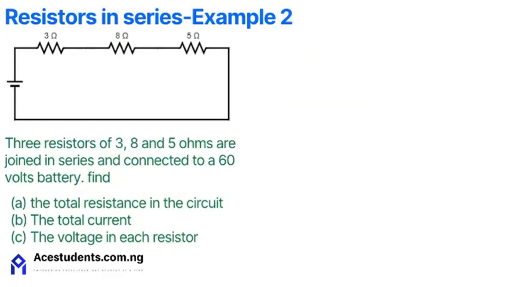Let's take a look at another example. 3 resistors of 3, 8, and 5 ohms are joined in series and connected to a 60 volts battery. Find the total resistance in the circuit, the total current, and the voltage in each resistor. This is a simple series circuit. It contains 3 resistors with resistances of 3 ohms, 8 ohms, and 5 ohms respectively. These are connected in series to a battery of 60 volts.